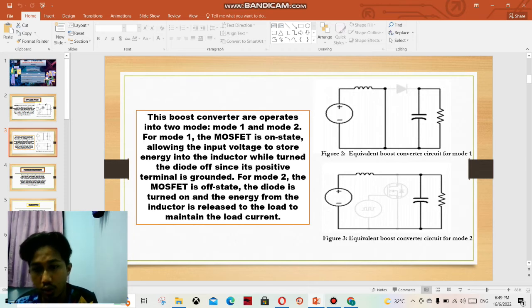This is figure 2, the equivalent boost converter circuit for mode 1. Figure 3 is the equivalent boost converter circuit for mode 2.